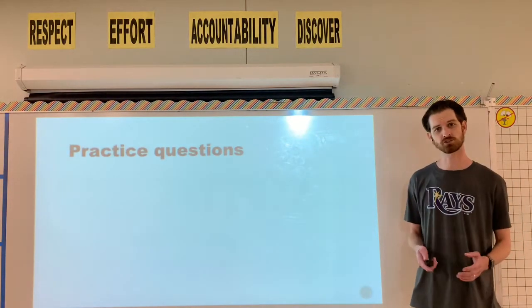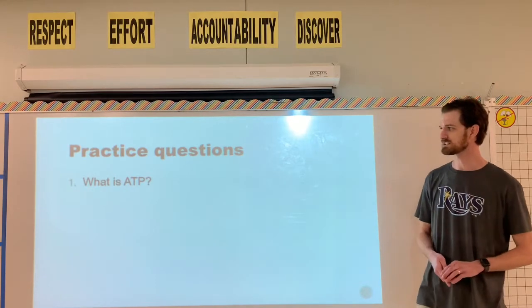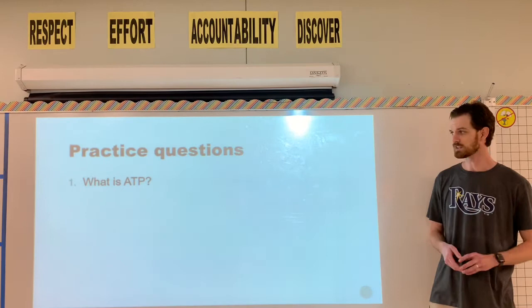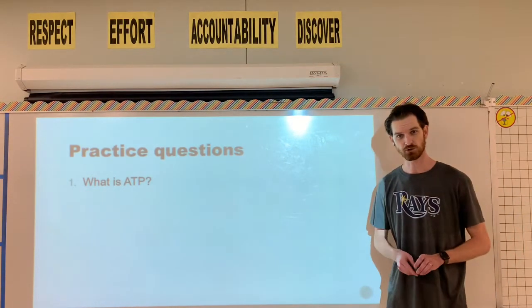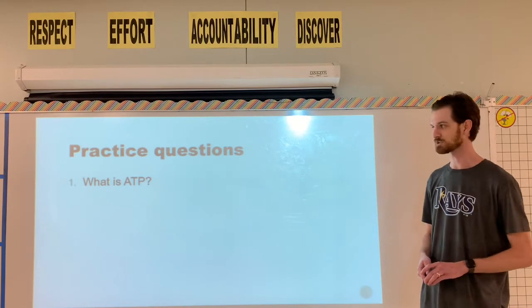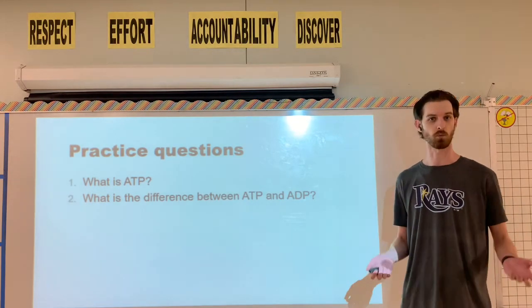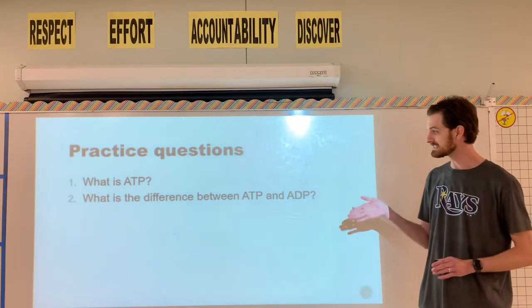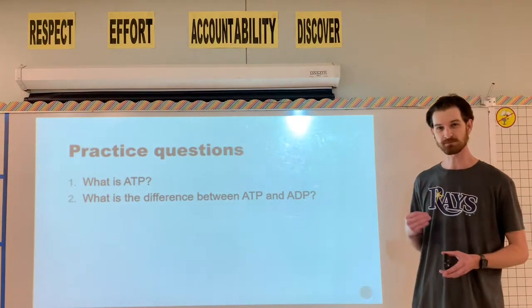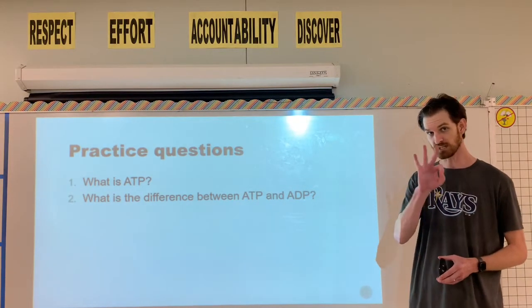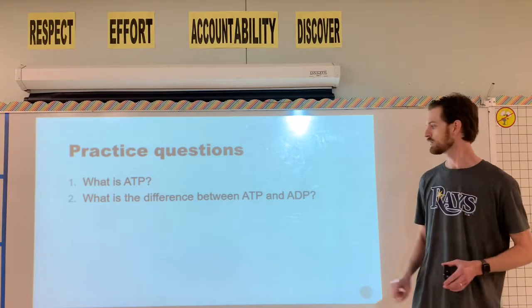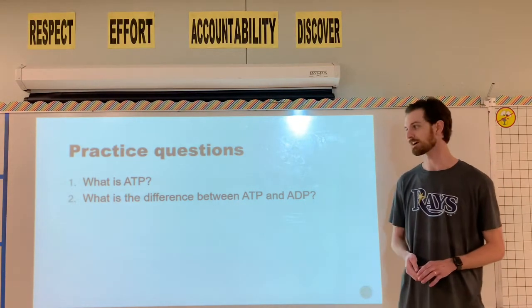So some quick practice questions before I turn you loose on your assignment today. What is ATP? Hopefully you remember back from the beginning of the notes that ATP stands for adenosine triphosphate, and it's the energy unit or energy currency for the cell. It's what the cell uses to actually do any cell work. What's the difference between ATP and ADP? Hopefully you remember that ATP is adenosine triphosphate, meaning 3, and ADP is adenosine diphosphate, meaning 2. So the difference is the amount of phosphates that they have.